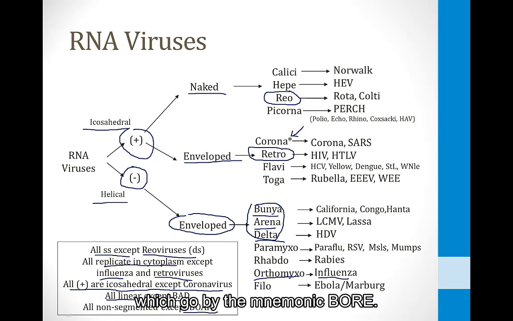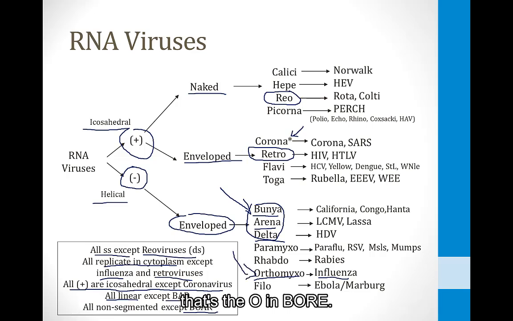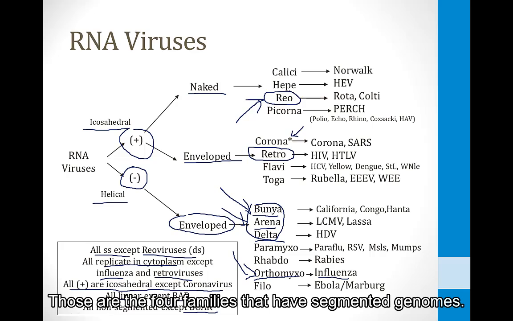And then finally, all of the RNA viruses have a non-segmented genome except for four groups which go by the mnemonic BOR. So those are the Bunyaviruses, the orthomyxoviruses, that's the O in BOR, the Arenaviruses, which are right here, and finally the reoviruses, which are up here. Those are the four families that have segmented genomes.